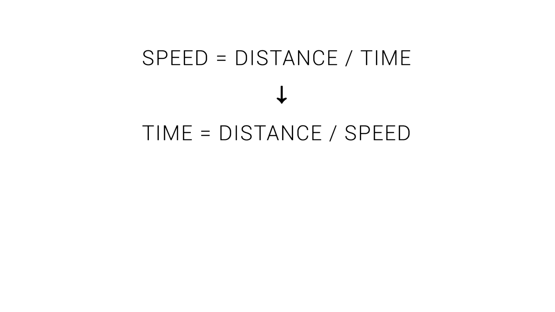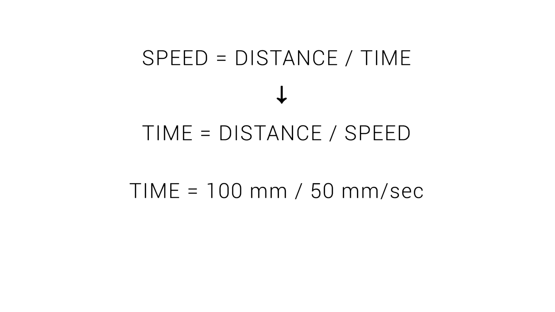To get a time estimate from this, we need some basic maths, and the formula for speed is distance divided by time, which we can rearrange with some algebra to be time equals distance divided by speed. Now we substitute in the values from our example, distance being 100 millimeters and the speed being 50 millimeters per second, and that gives us an estimated time of 2 seconds for each of these external perimeters.